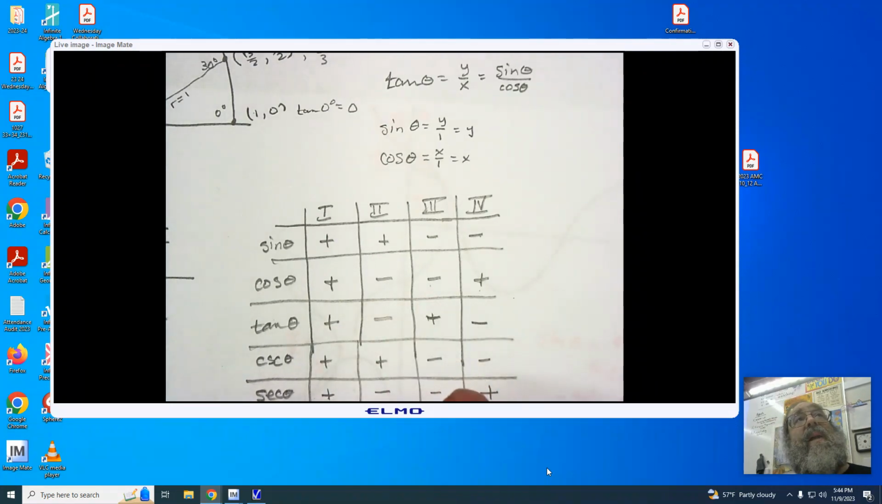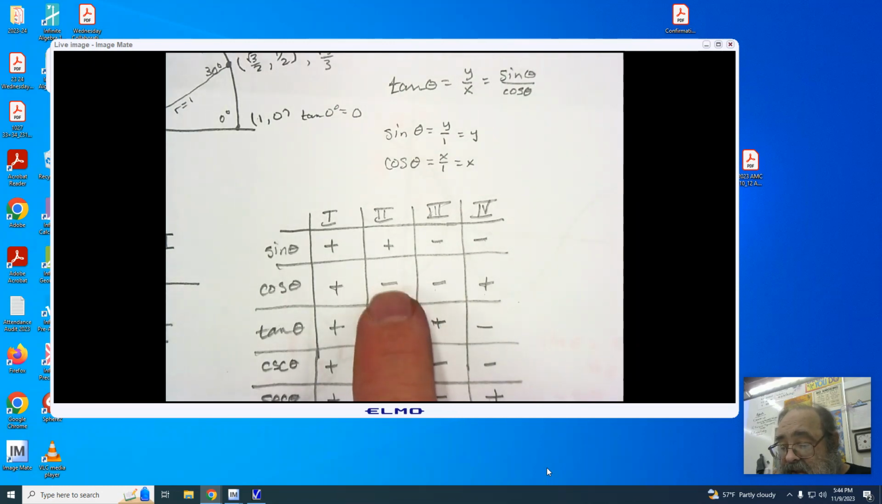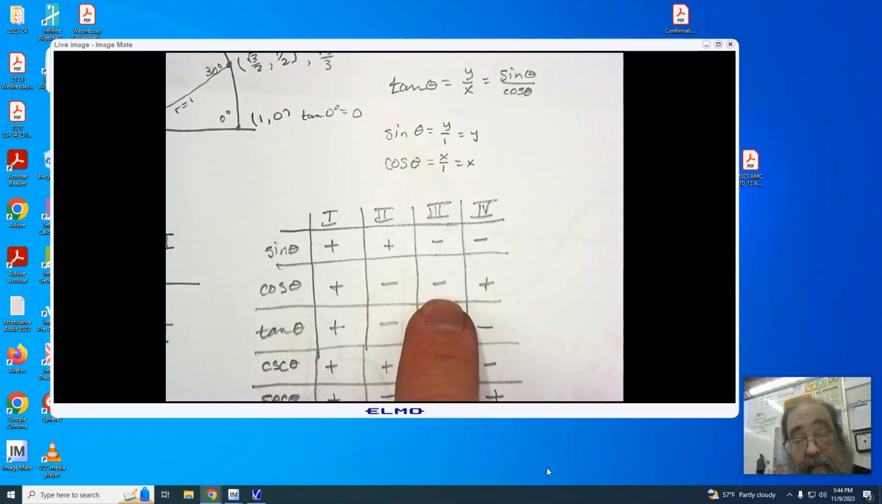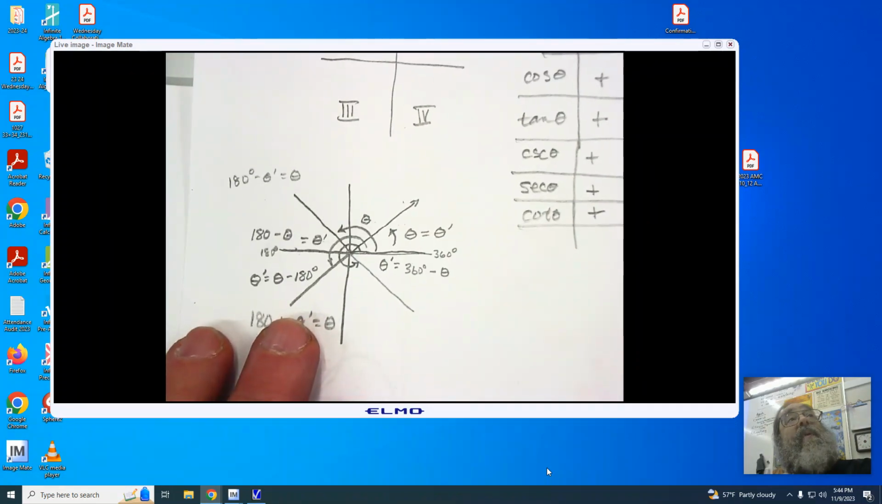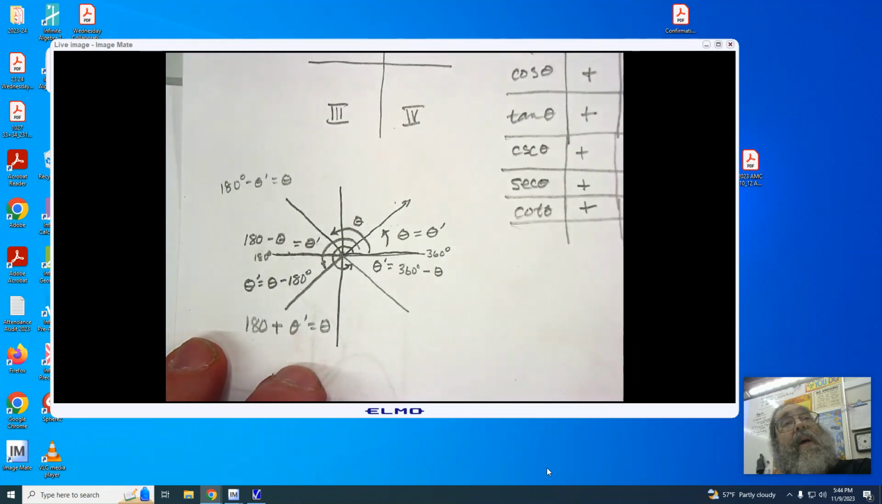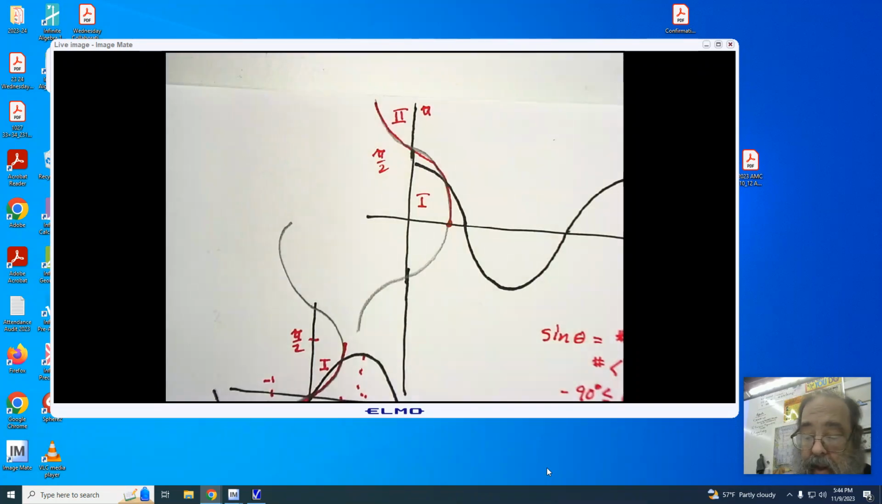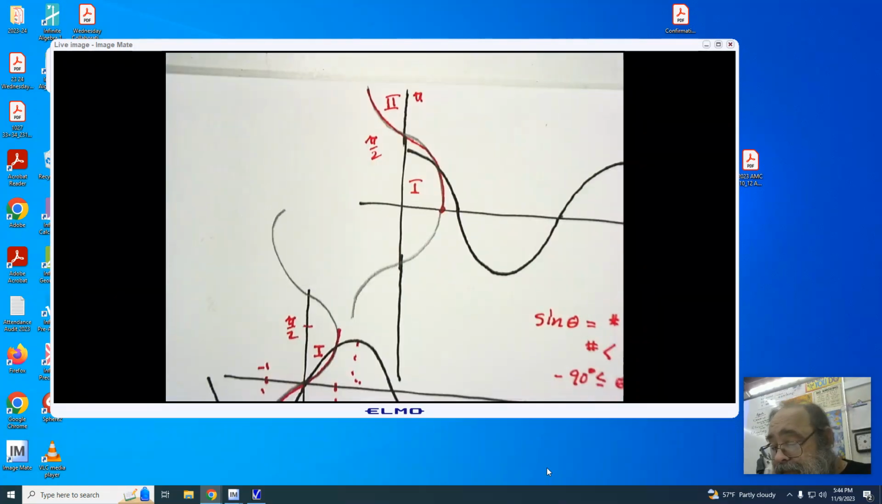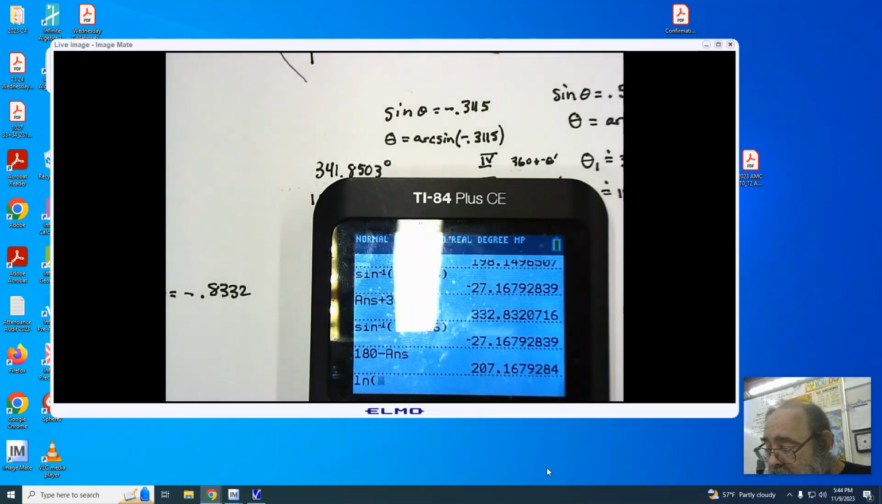And because cosine is negative in the second and the third, but the calculator will only give us an answer in the second quadrant, we will have to first find our reference angle, and once we have our reference angle, we will have to make sure that we add 180 degrees to it in the third quadrant. Once again, that comes from this idea of the reference angle, 180 plus theta prime. Let's go ahead and do this problem now and see how it goes.